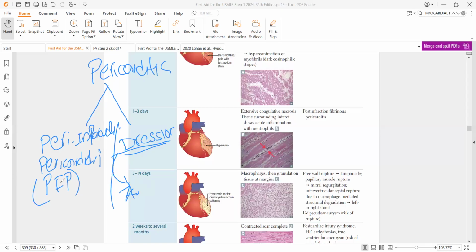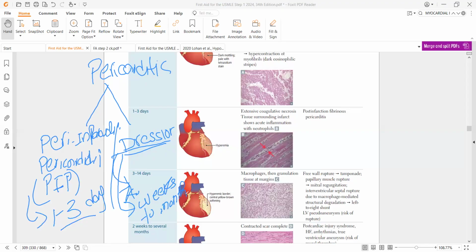Peri-infarction pericarditis, PIP. The time frame of the PIP is 1 to 3 days, right? What about the Dressler syndrome? It's weeks to months, right? Again, the high yield point about the peri-infarction pericarditis.